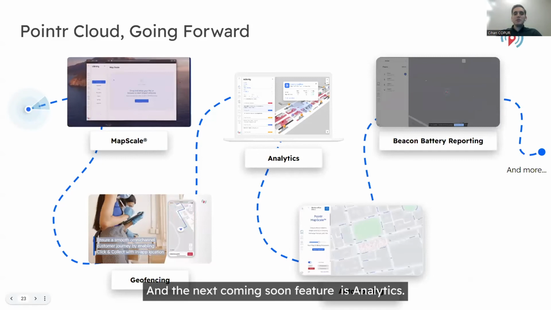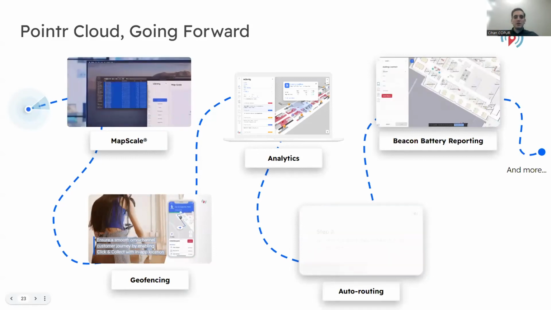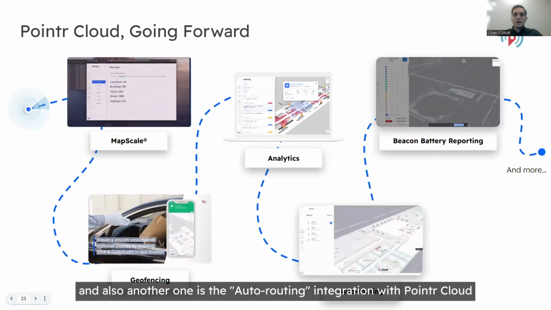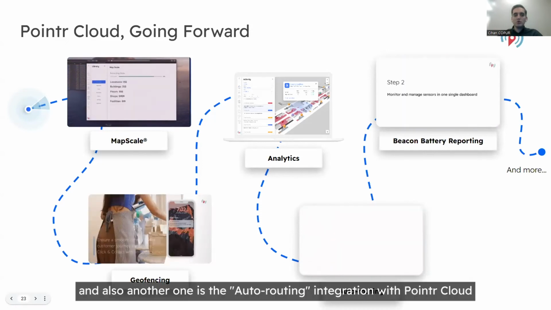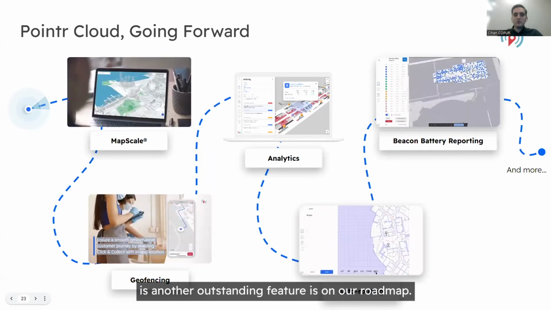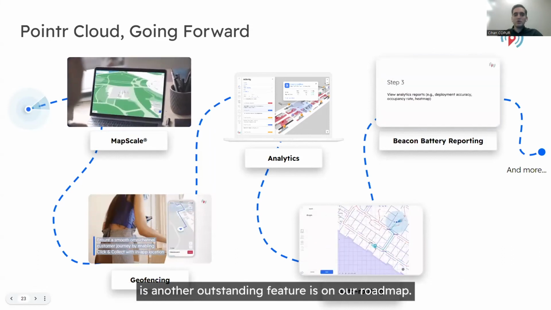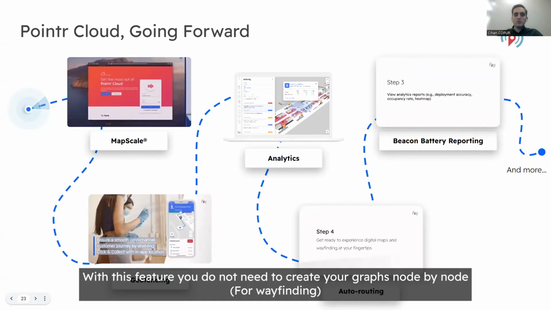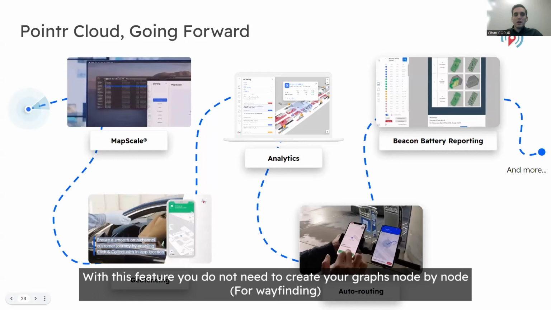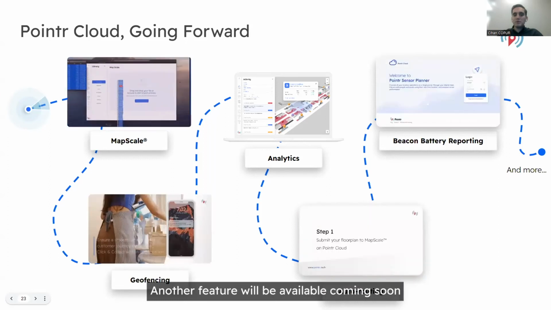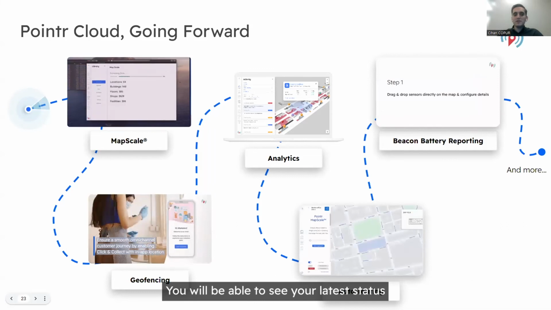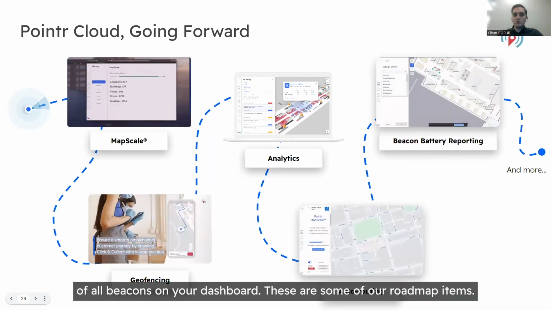The next coming soon feature is analytics. You are going to get analytic insights from the dashboard with this feature. Also, auto-routing integration into the Pointr Cloud dashboard is another outstanding feature on our roadmap. With this feature, you do not need to create your graphs node by node. Another feature available soon is beacon battery reporting. You will be able to see the latest status of all beacons on your dashboard.